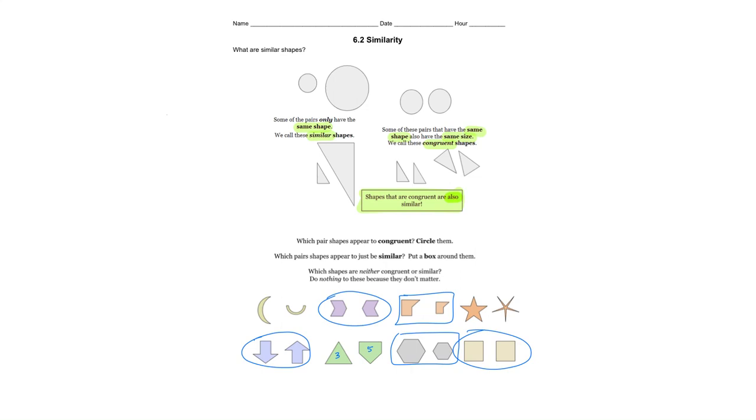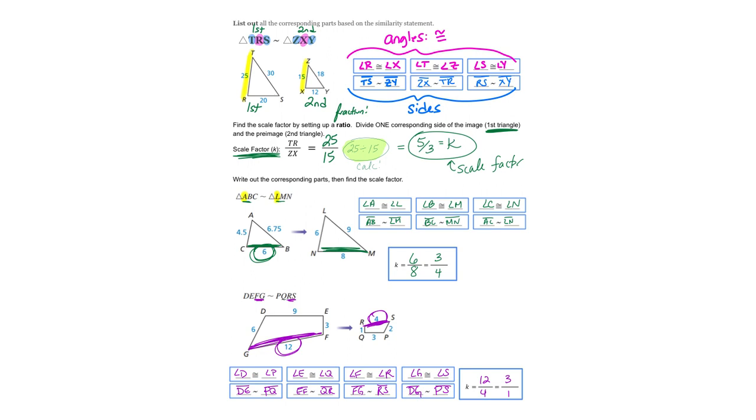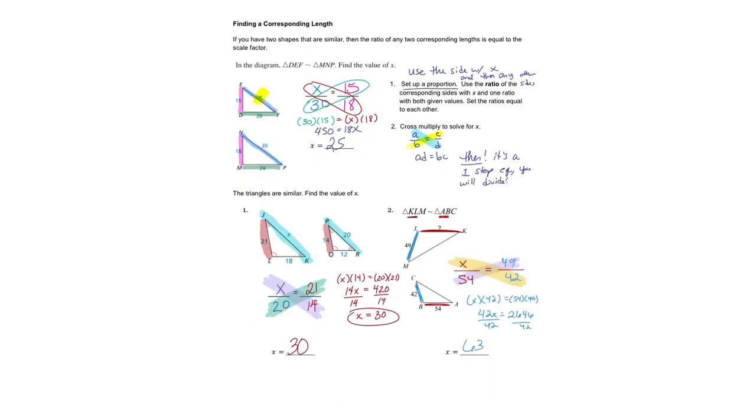On Tuesday, we began working through the notes on similarity, and we talked about how similar shapes were the same shape but different sizes. Congruent things are the same shape and the same size. We talked about how to find the angles and the side pairs, as well as the scale factor, which is what you practiced earlier today, as well as then how to set up the proportion.